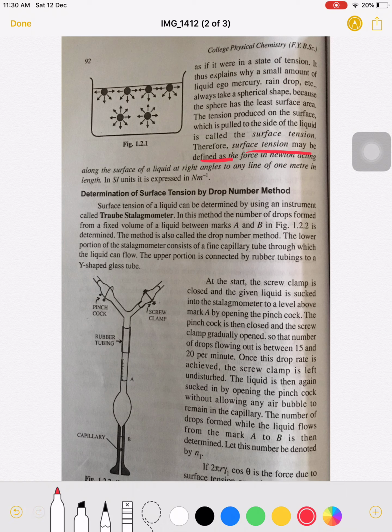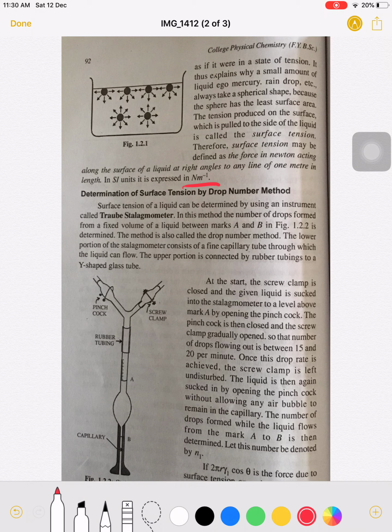Therefore, surface tension may be defined as, now see the definition of the surface tension. It is defined as the force in Newton acting along the surface of liquid at right angles to any line of 1 meter in length. So the force, suppose this arrow is a force, in Newton acting along the surface of liquid at right angles. Now see, this is right angles. So that force is created at right angles to the surface of that liquid, and this force is known as surface tension. The SI unit of the surface tension is expressed in Newton per meter. So you must know the unit of surface tension is Newton per meter. So this force is acting along the surface of liquid at right angles to any line of 1 meter in length. So this is the explanation of surface tension.